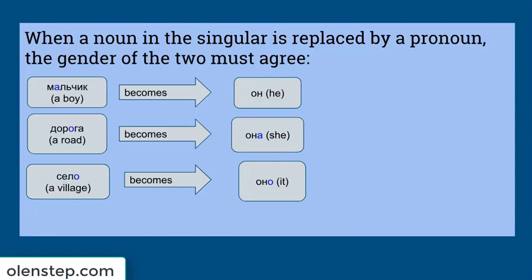Let's repeat again. Мальчик becomes he, он. Masculine. Дорога becomes she, она. Feminine. Село becomes it, оно. Neuter.